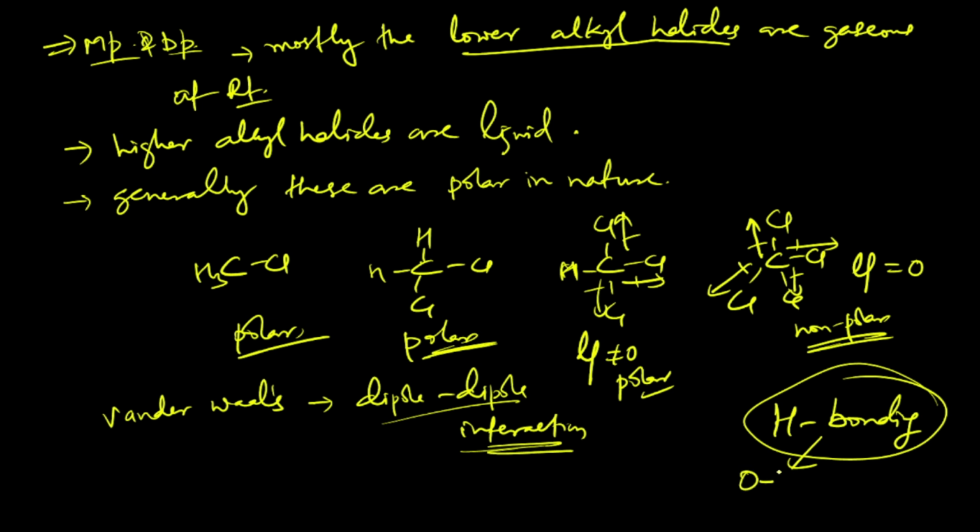It means a minimum of one sigma bond between hydrogen and oxygen, fluorine, or nitrogen. Only these elements will show hydrogen bonding. They should have a minimum of one sigma bond with oxygen, fluorine, or nitrogen. Then only will hydrogen bonding take place. So that is the fourth type of van der Waals force. There are four types of van der Waals forces. Out of that, the strongest is hydrogen bonding. Then second strongest is dipole-dipole, then dipole-induced dipole, then induced dipole-induced dipole. Got it?